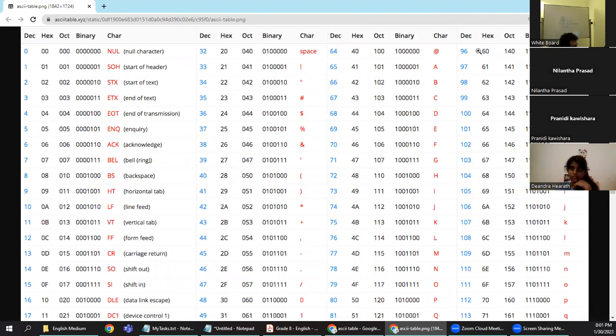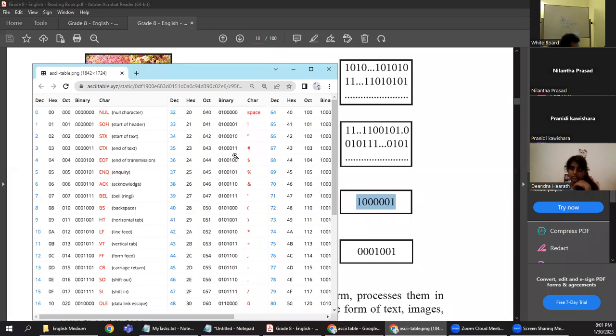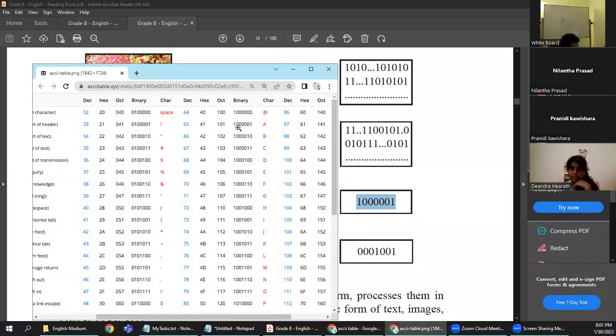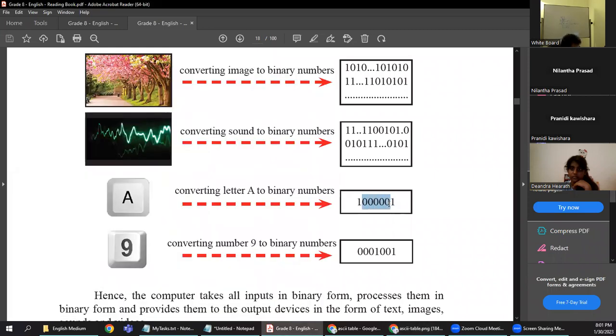Here, for example, you can see A is represented by 1, then 5 zeros and 1. Sorry, 1, 0, 0, 0, 0, 0, 1. That is the bit pattern for A. Check if it is the same. You can see that, right? 1, 5 zeros, 1. Here, 1, 5 zeros.